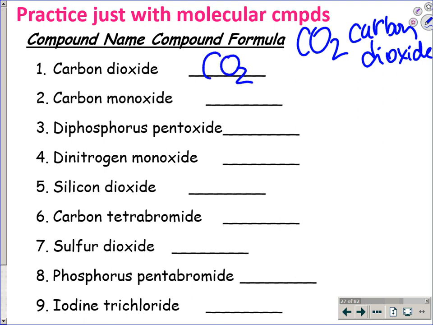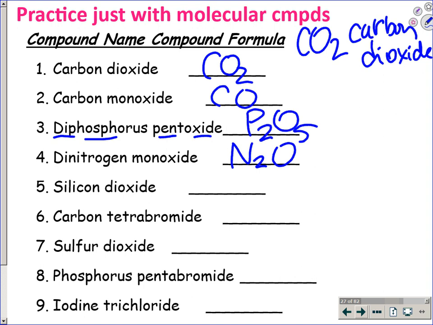What is the next one? CO. This is on your paper, yes? You with me? You writing these down? Okay. So diphosphorus pentoxide. P2O5, because that's 2 phosphori and 5 O's. Keep going. Dinitrogen monoxide. N2O. There's 2 nitrogens and 1 oxygen. Notice we did say mono on the back side. We can say mono on the back one, but don't say mono on the front one, because it just sounds stupid. It's really why we don't say it.